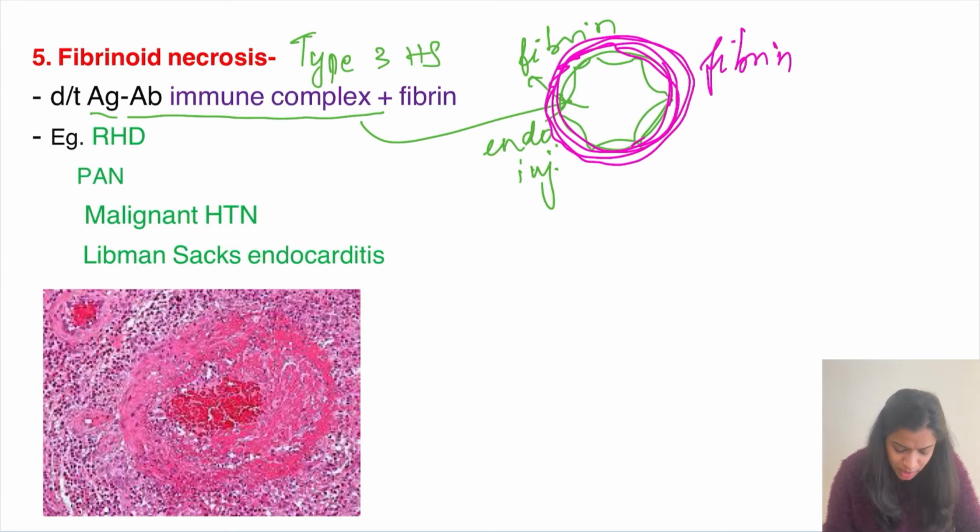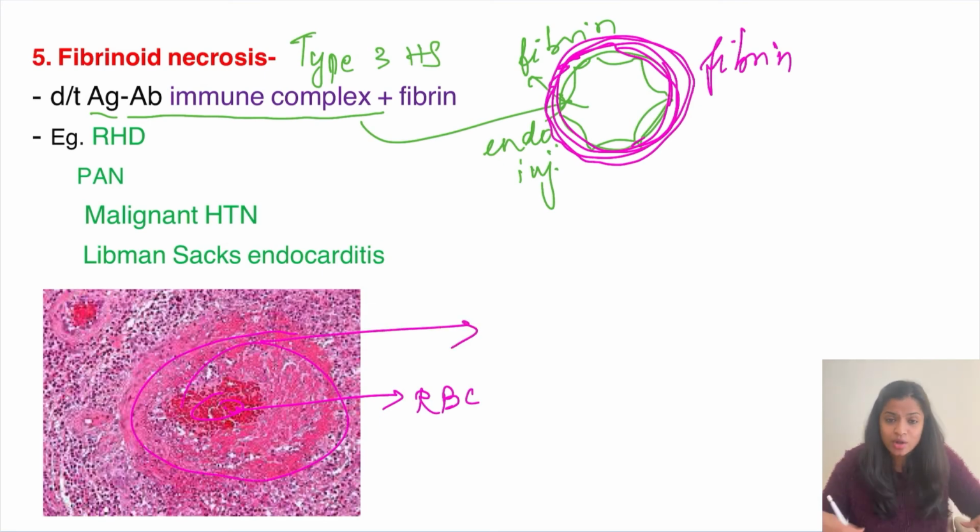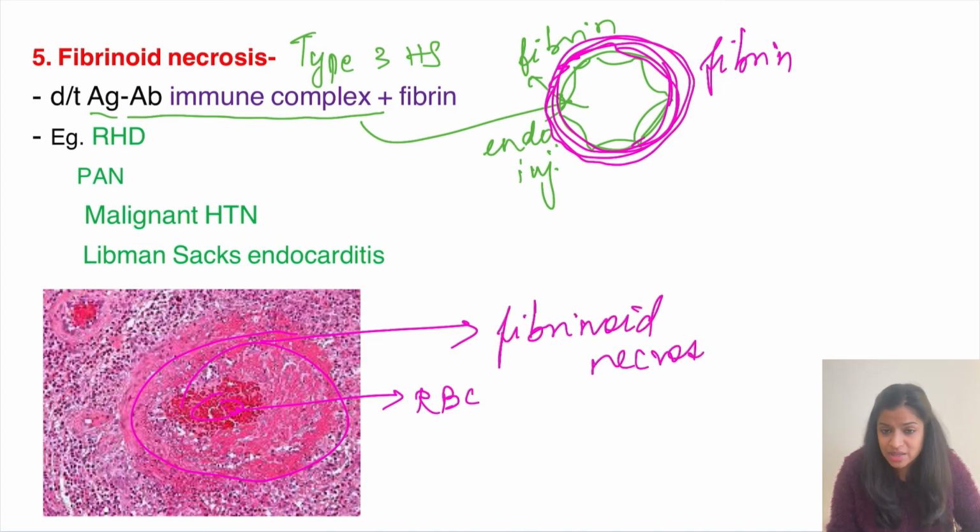So this is the microscopic image. Can you see the center part? This is all RBCs. So RBCs are present inside the vessel, surrounding which we have this pinkish deposit all around the vessel wall. This is the fibrinoid necrosis. So this pink material is because of the presence of fibrin.